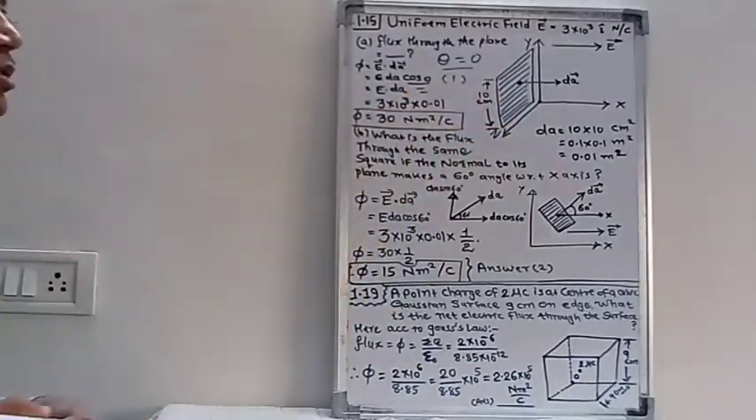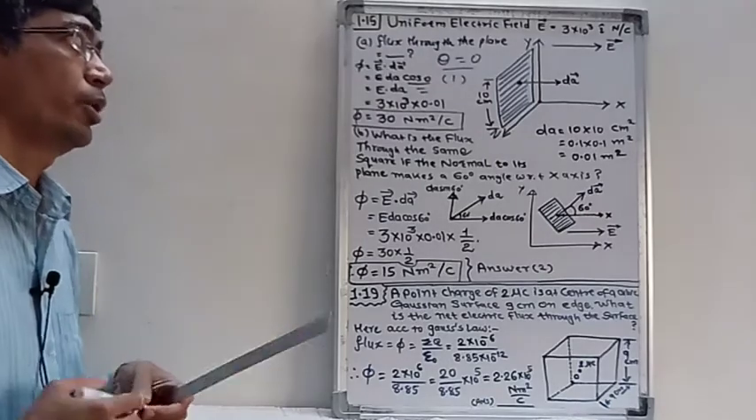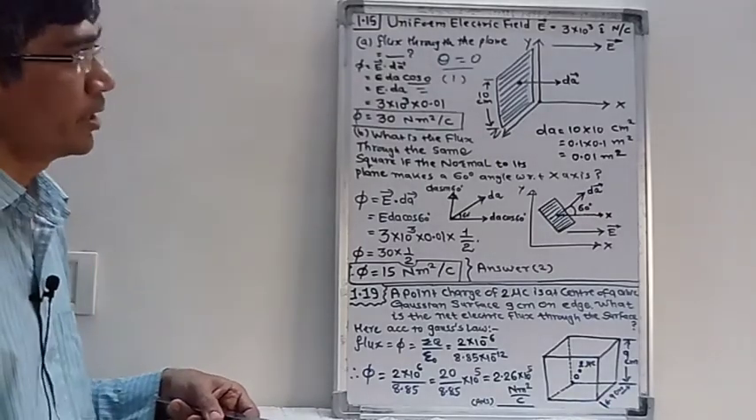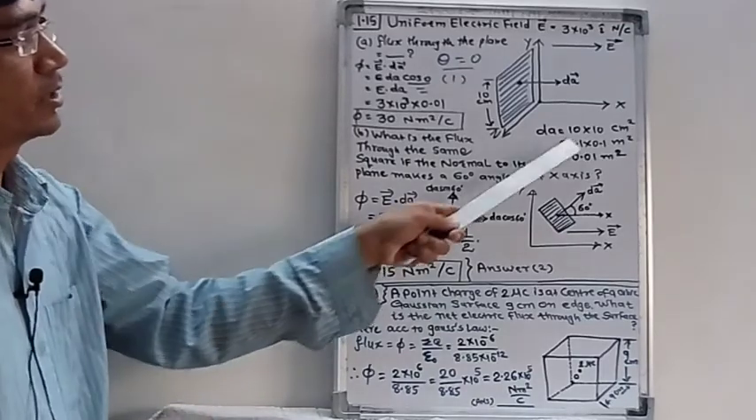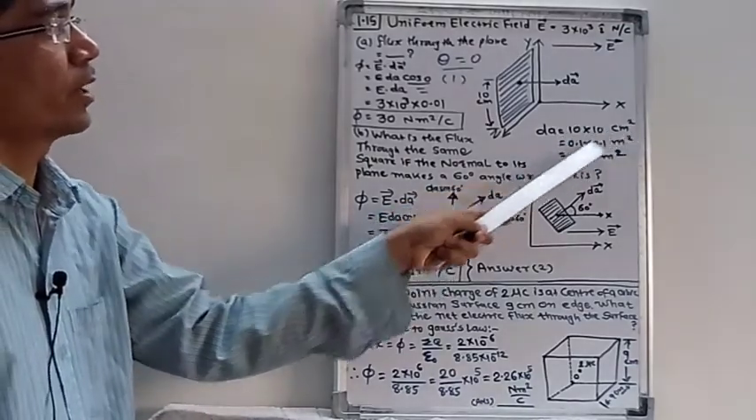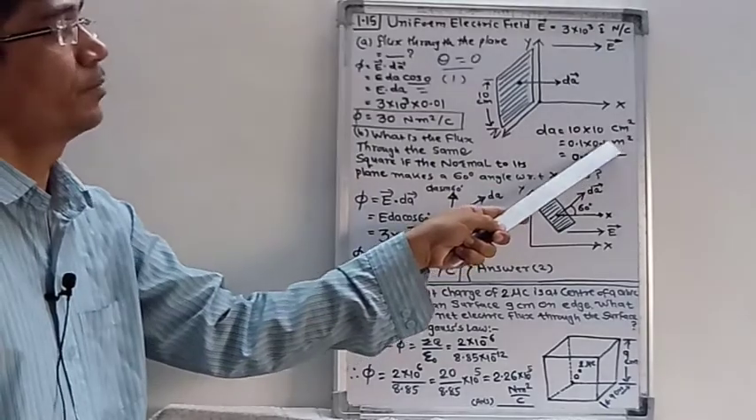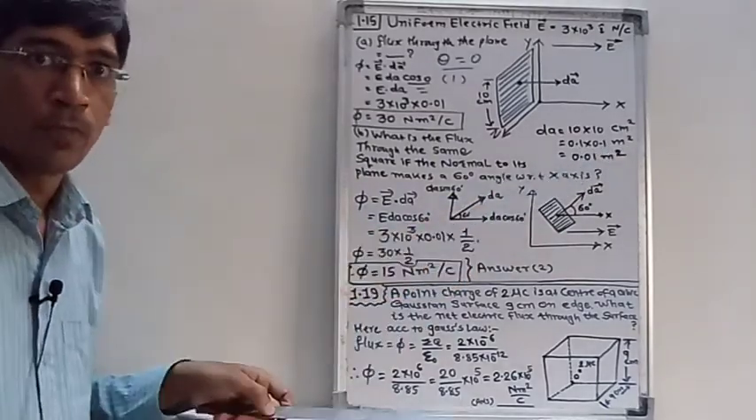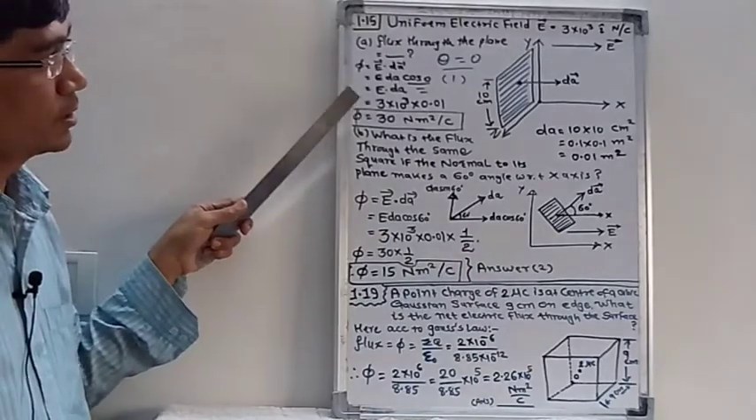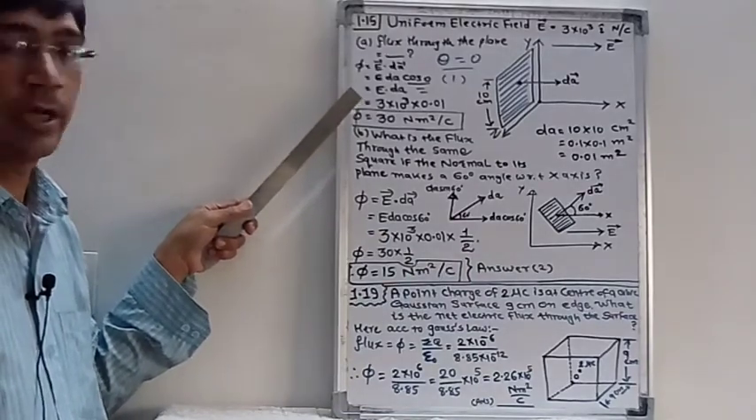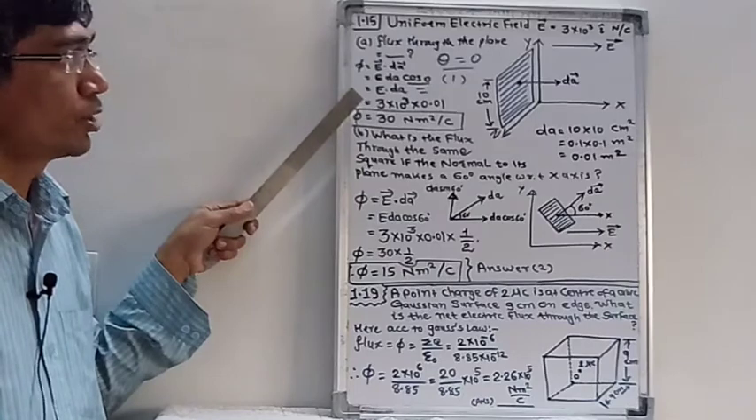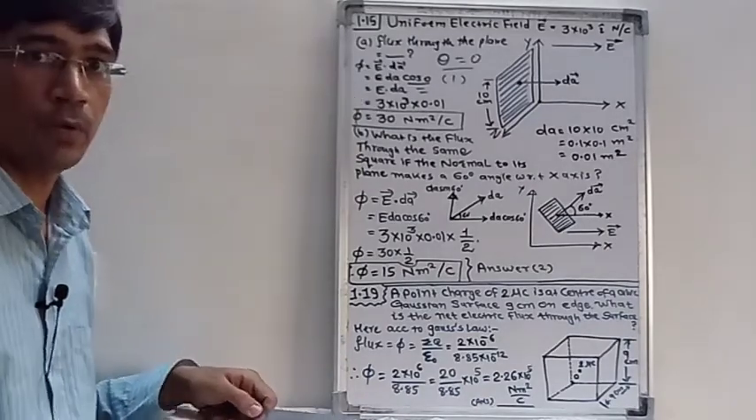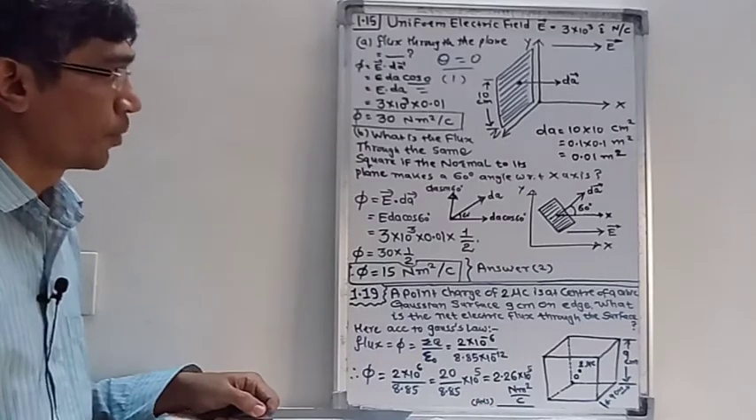So E dA cos 0 is equal to E dA, that is 3 into 10 raised to 3 into dA. dA is the area. dA is equal to 10 into 10 centimeter square, equal to 0.1 into 0.1 meter square, equal to 0.01 meter square. So the final answer is E dA equal to 3 into 10 raised to 3 into 0.01, equal to 30 Newton meter square per Coulomb.